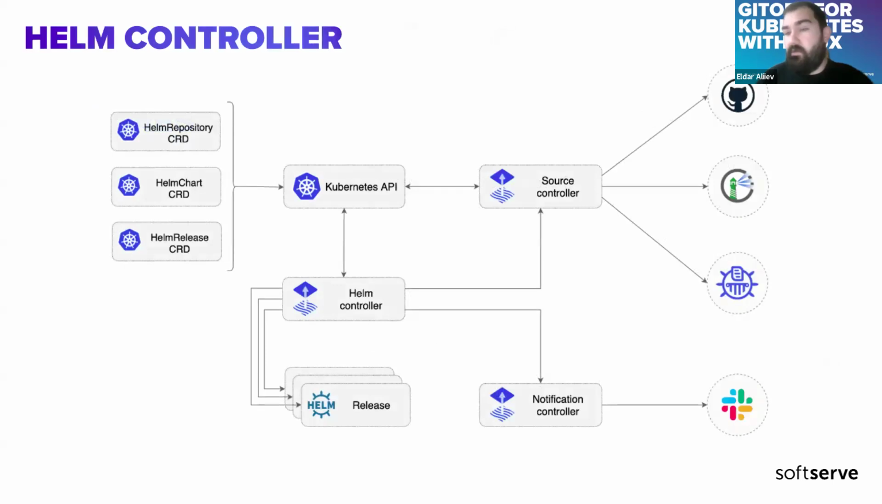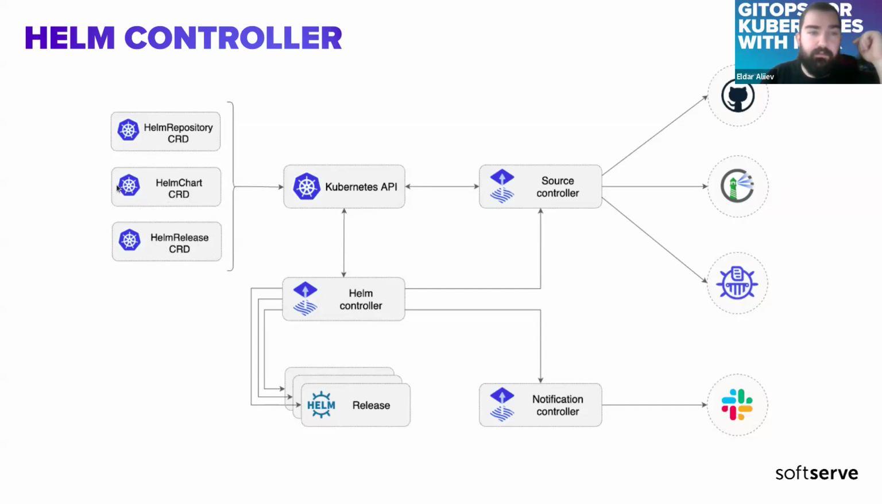Now the Helm controller. So the Helm controller operates with the Helm repository custom resources, Helm charts. Actually, in this case, we should also add the OCI registry custom resource because this controller also operates with it, and the Helm releases. So the Helm chart resource uses the Helm repository to gather the information about the chart, and the Helm release uses the Helm chart resource to make the installation.